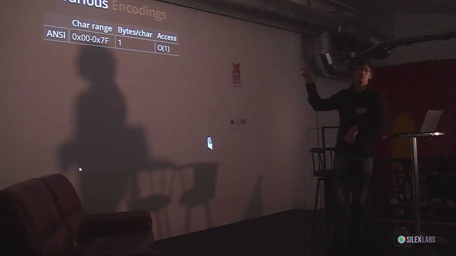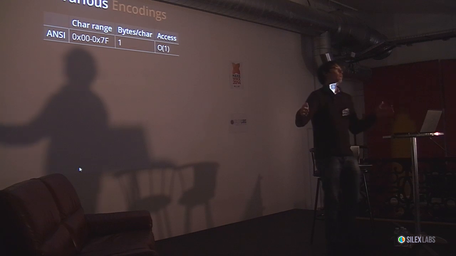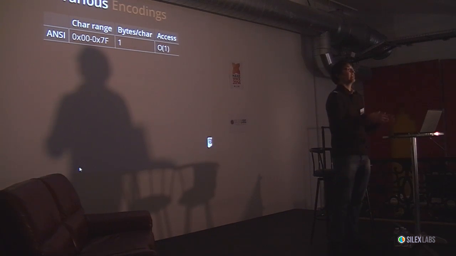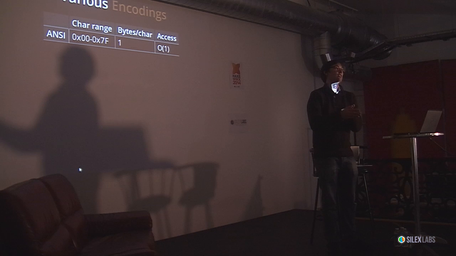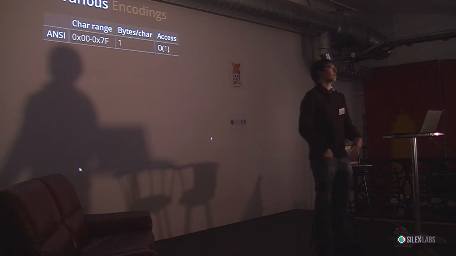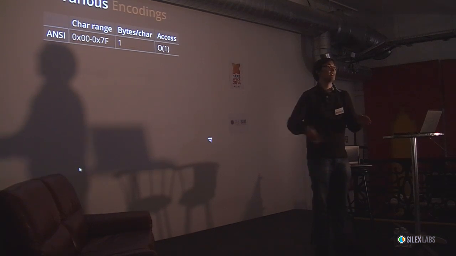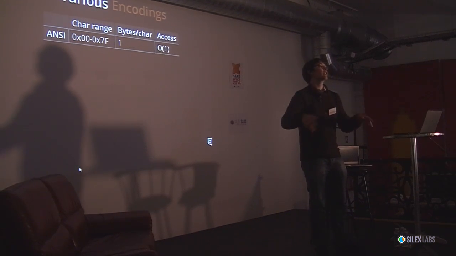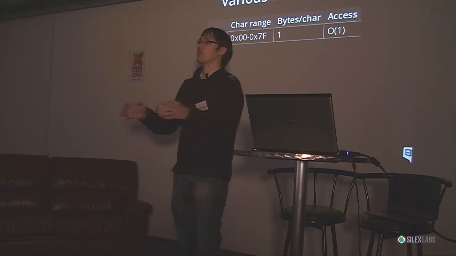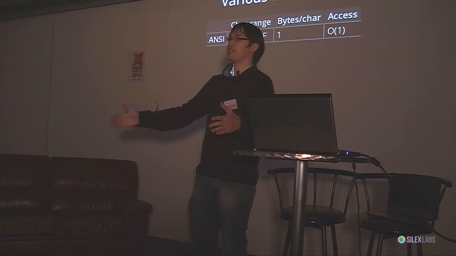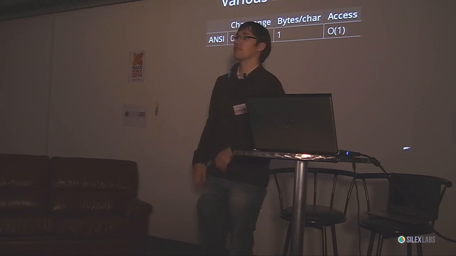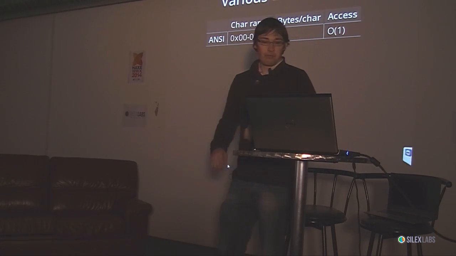And I put here the complexity of access, which means that since it always takes 1 byte, if you want to get a substring, for instance, from the 10th character to the 15th, you just go to the 10th byte and the 16th. It's very easy. You just have immediate access to the length and all the values. The length is the number of bytes in your string. That's all. Okay? It's very easy. Very fast.